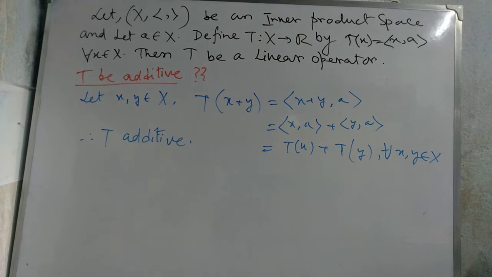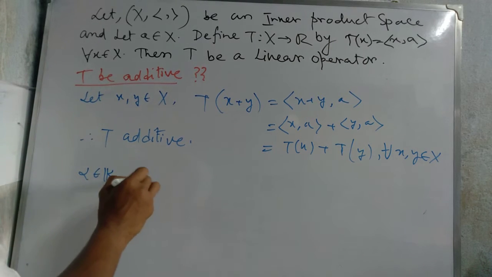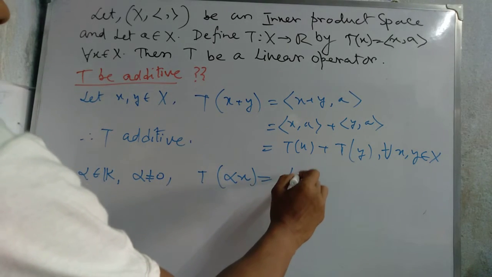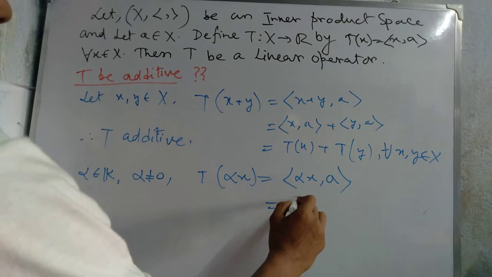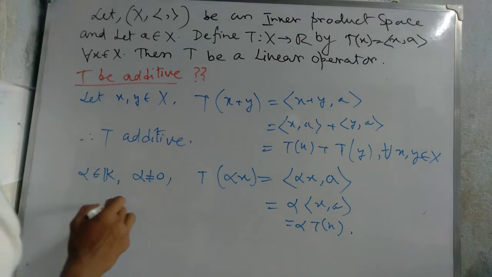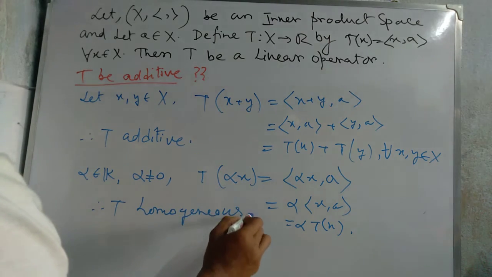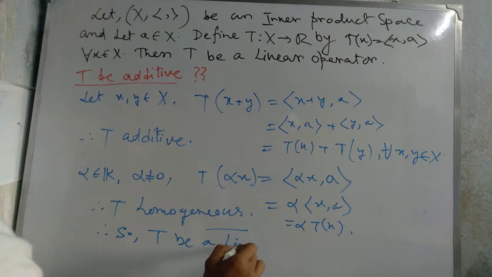Next we check whether T is homogeneous or not. Let alpha belong to K, alpha not equal to 0, be a scalar. Then T of alpha x is the inner product of alpha x and a, which equals alpha Tx. So T is homogeneous. Then T additive and T homogeneous imply that T is a linear operator. This is the conclusion. So T is a linear operator.